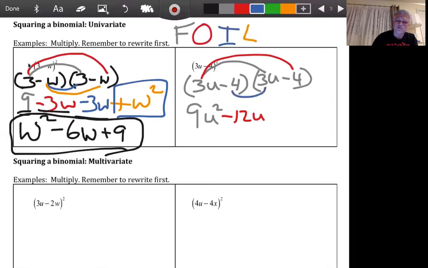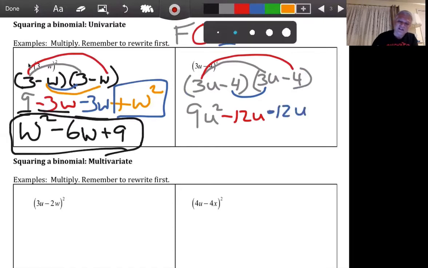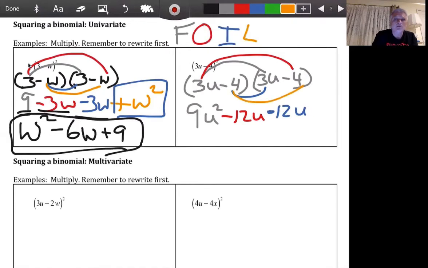Let's do our inner terms. Minus 4 times 3u, which is what we just did. We multiplied a minus 4 times a 3u just now. We know that it's also minus 12u. And then last, my last terms, minus 4 times minus 4. So minus times minus is plus. 4 times 4 is 16.